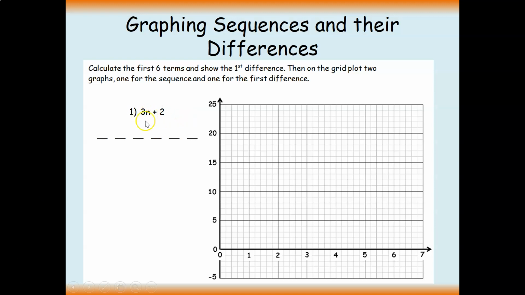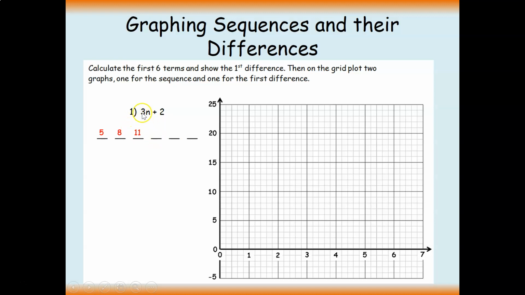Let's have the sequence 3n plus 2. For our first term, we substitute 1 to n. So we have 3 times 1 plus 2 is 5. Our second term, 3 times 2 plus 2 is 8. Third term, 3 times 3 plus 2 is 11.